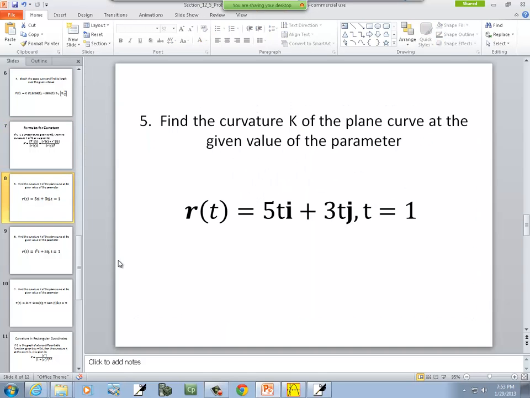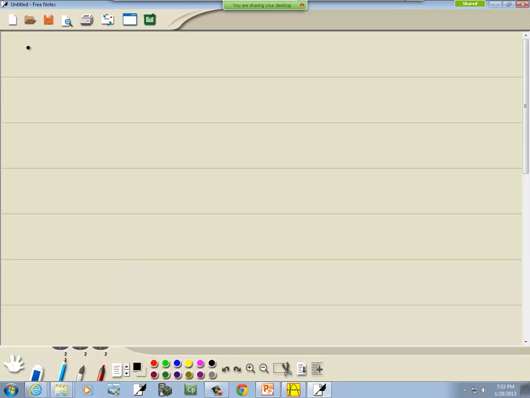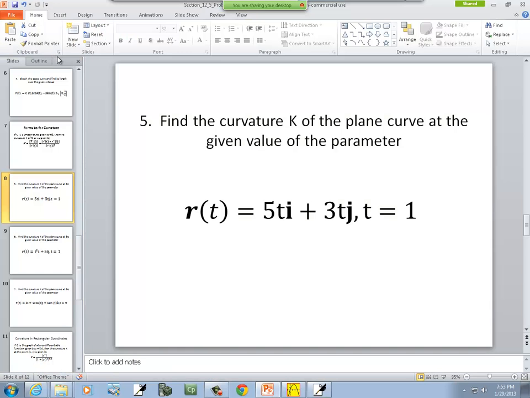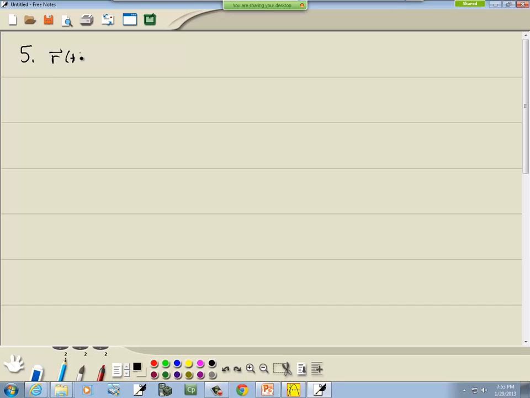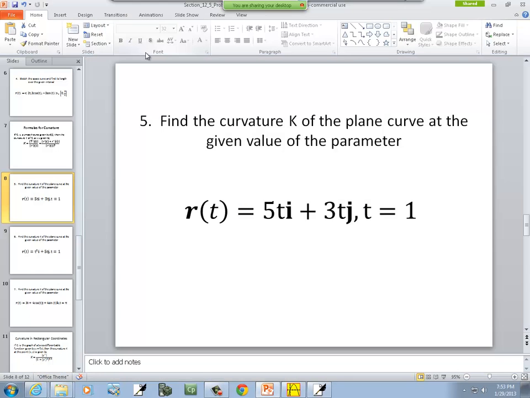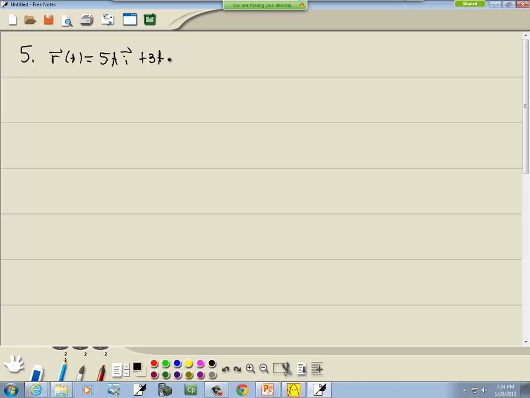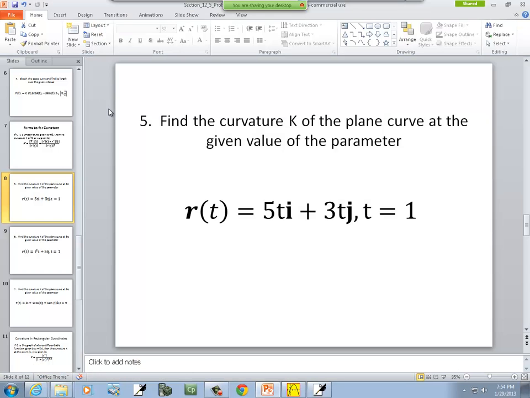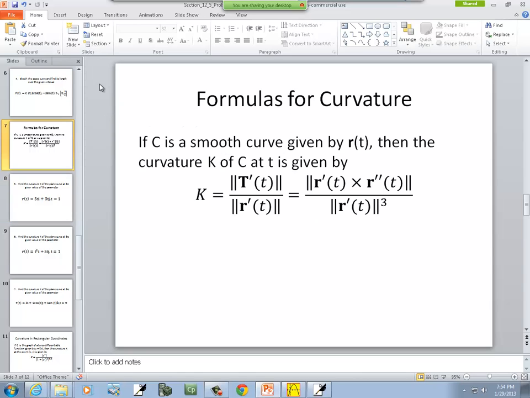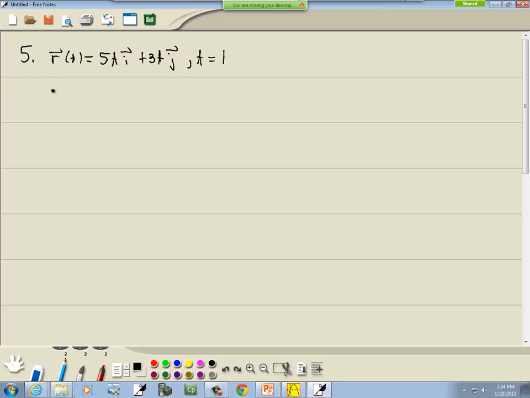Okay, so let's look at our first problem here. We've got R is equal to 5t i plus 3t j, and we want to get at t is equal to 1. And the instructions say find the curvature K of the plane curve at the given value of the parameter. Well, we need R prime, but we're going to use R prime to find T, so let's go ahead and find R prime first.